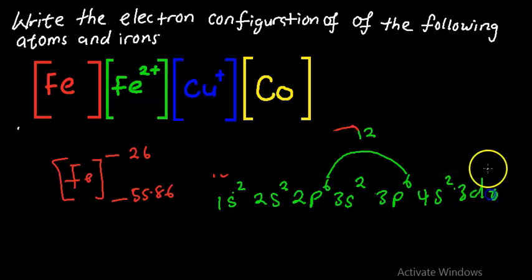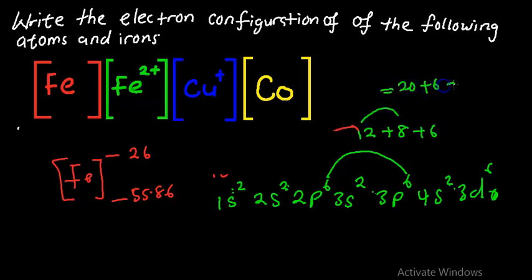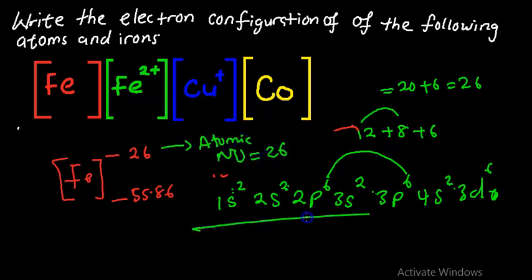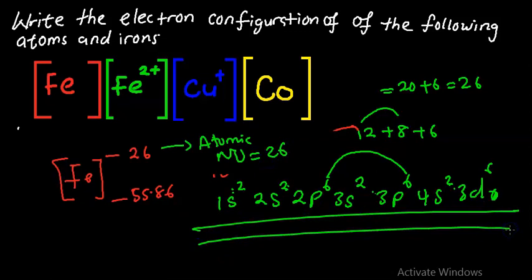3d is going to be 6, right? 2, 4, 6, 8 is going to be plus 8, plus 6. 12 plus 8 is simply going to be 20. 20 plus 6 is simply going to be 26. And our atomic number here is 26. Therefore, when it comes to iron, the electronic configuration is simply going to be 1s2, 2s2, 2p6, 3s2, 3p6, 4s2, 3d6. And this is it for this problem.